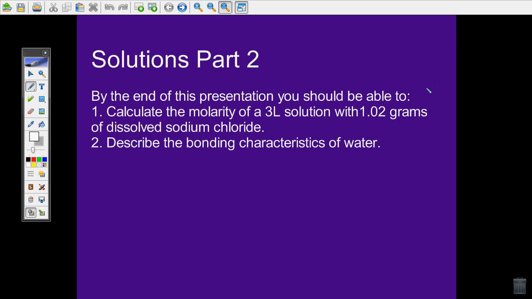Part 2. By the end of this presentation, you should be able to calculate the molarity of a 3-liter solution with 1.02 grams of dissolved sodium chloride and describe the bonding characteristics of water.